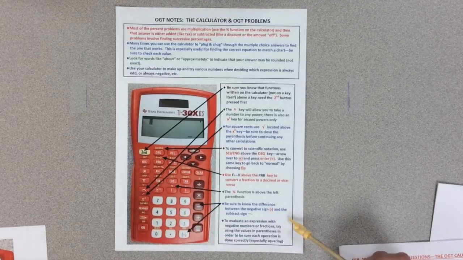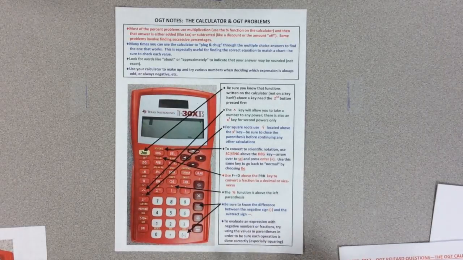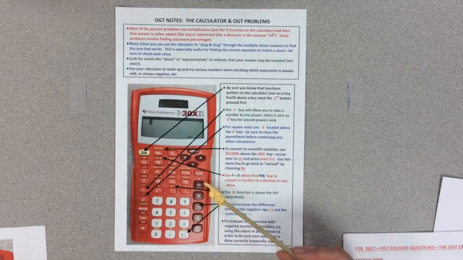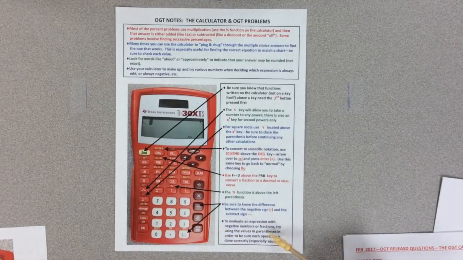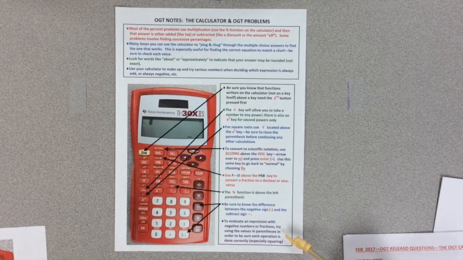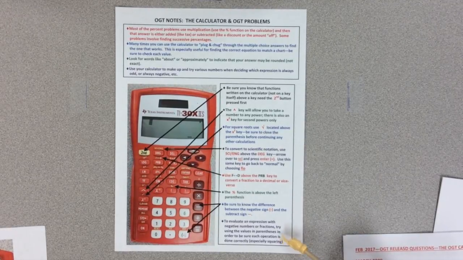As always, make sure you know the difference between the negative sign and the subtract sign. Sometimes you get an error, and that's usually the problem. Your negative sign is down here. Your subtract sign is in the line with all the other operator symbols. To evaluate an expression with negative numbers or fractions, try using the values in parentheses in order to be sure each operation is done correctly. This is very important with negatives and fractions, and we'll show you that in a minute.